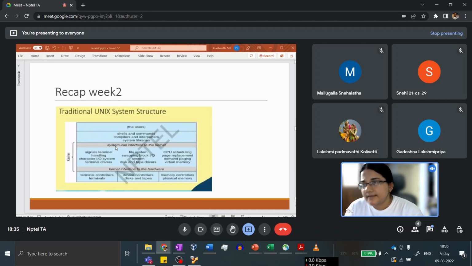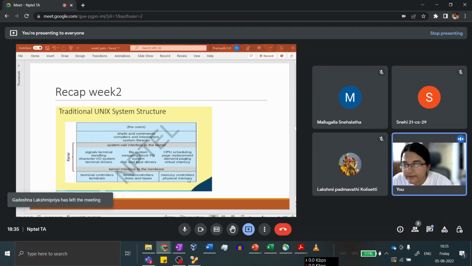If you remember this diagram from the class, right? So you have hardware sitting at the lowest level, things like device controllers, your disks, tapes, memory controllers, physical memory, which is the RAM, and things like that, right? And then there is the kernel, which is all of this.